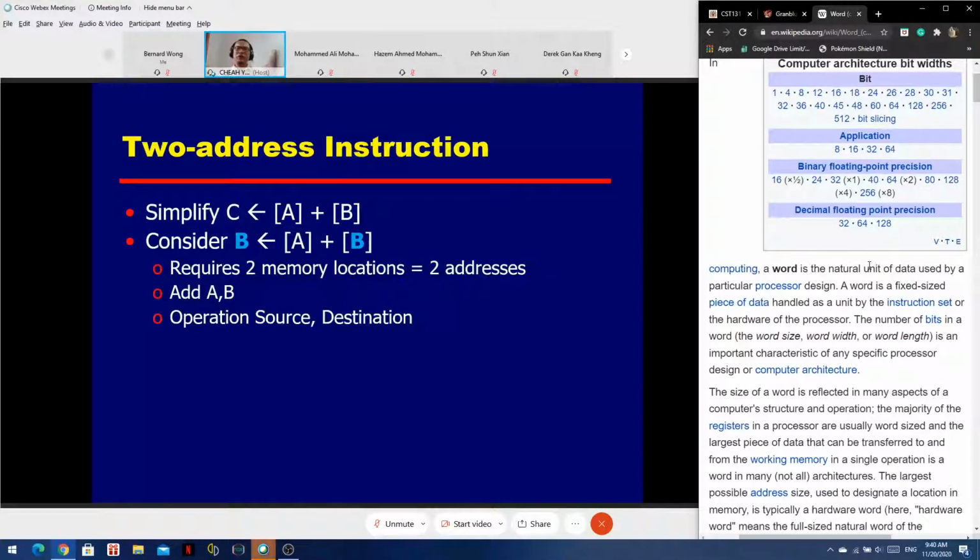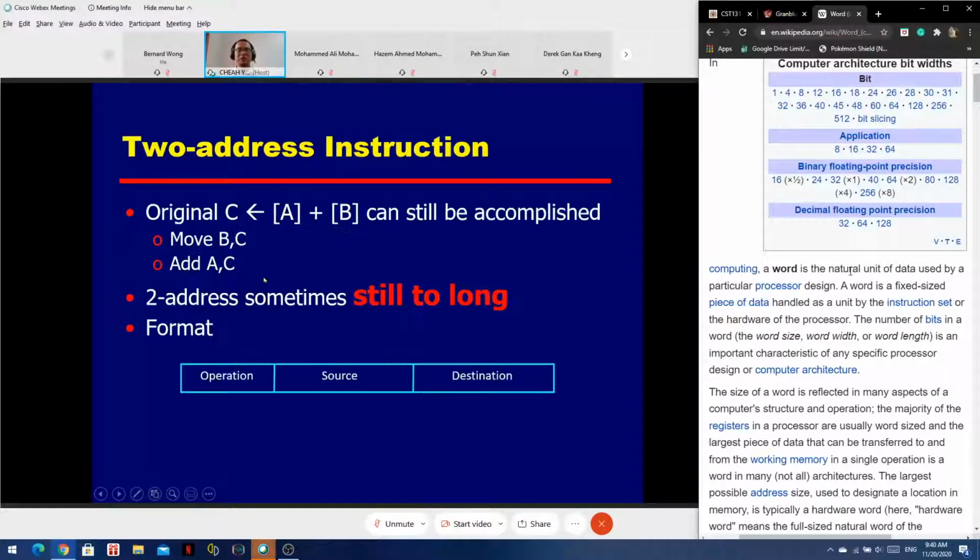But if you think about it, after you have read A and B, you don't need A and B anymore, right? Why not reuse one of those variables? You can do A plus B and then store it into B. So with that, you actually only need 2 addresses. One of the source addresses you can recycle as your destination address.